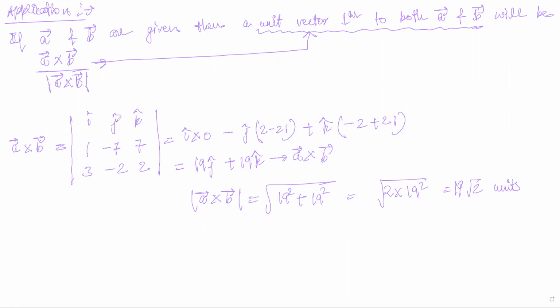Okay, in that case, solve question number 2. Find a unit vector perpendicular to each of A plus B and A minus B. You have to find a unit vector which is perpendicular to A plus B and A minus B. And A and B are given to you.